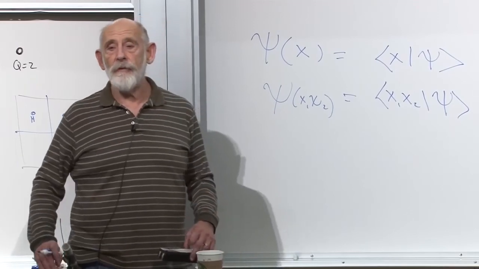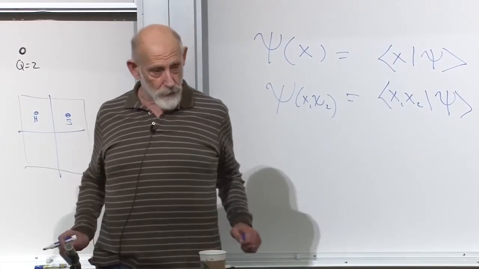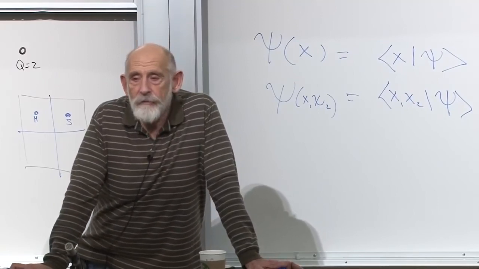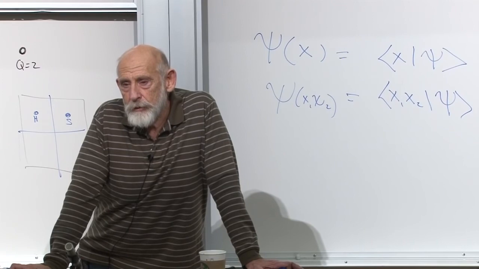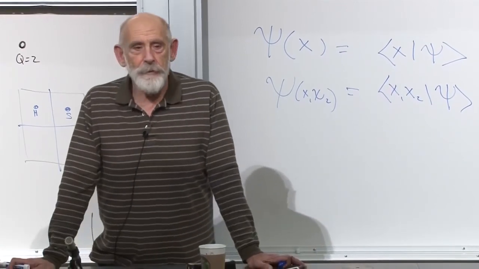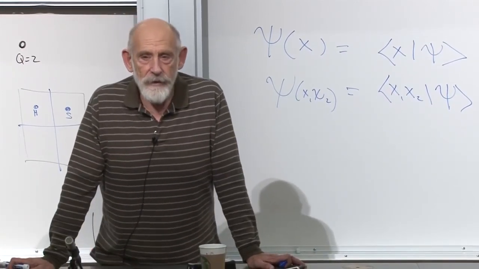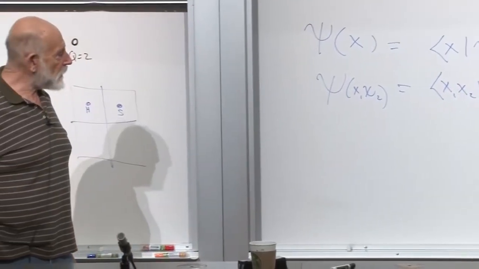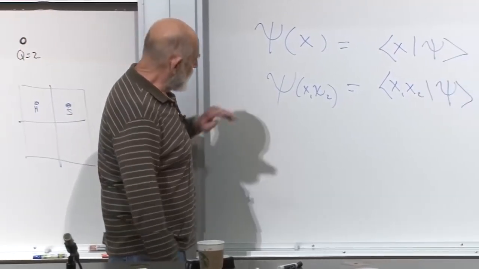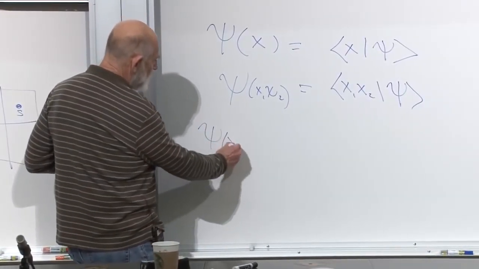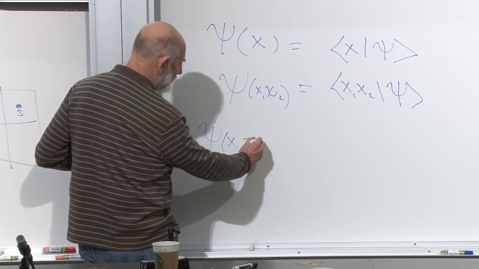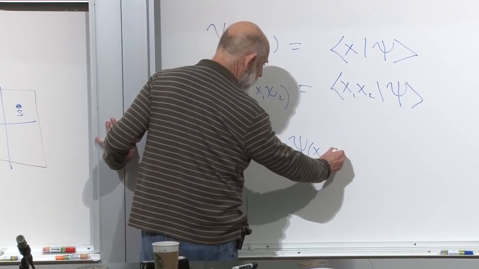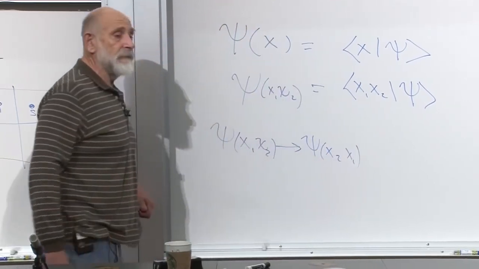Now let's think of the operation of swapping the two particles. Taking particle 1 and replacing it by particle 2 and particle 2 by particle 1. Well, that's a transformation that generally will change psi of x1 and x2. It'll change it from psi of x1, x2 to psi of x2 and x1, which is not the same thing in general.